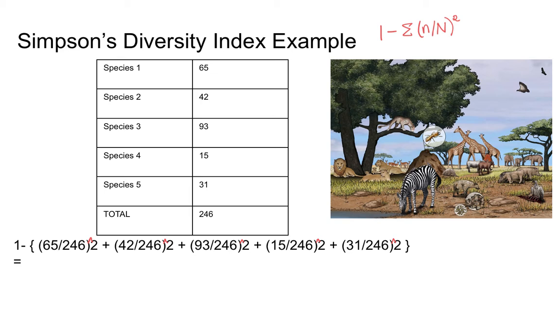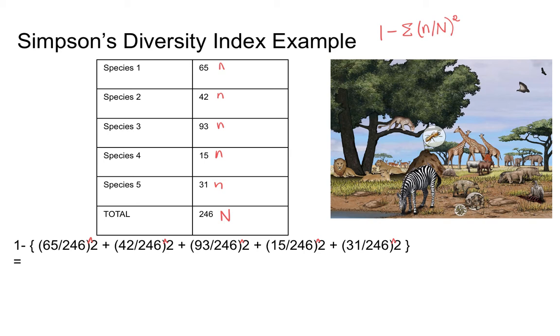So remember, little n represents the total number of organisms in a particular species. So that would be these numbers. So this is your little n, all the way down, okay? Capital N represents the total number of organisms of all the species present. So if we added all of these individual species numbers, then capital N would be equal to 246.